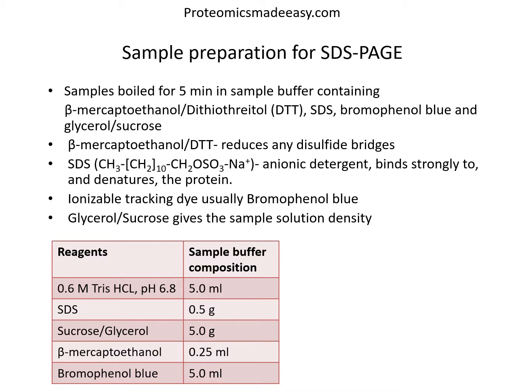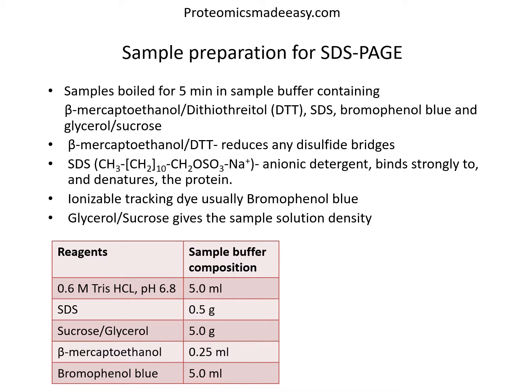The sample buffer also contains an ionizable tracking dye, usually bromophenol blue, that allows the electrophoretic run to be monitored. Due to the relatively small molecular size of bromophenol blue, it migrates faster than proteins. Sucrose or glycerol gives the sample solution density, thus allowing the sample to settle easily through the electrophoretic buffer to the bottom when injected into the loading well.